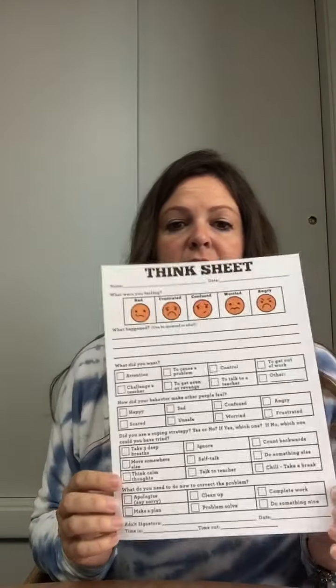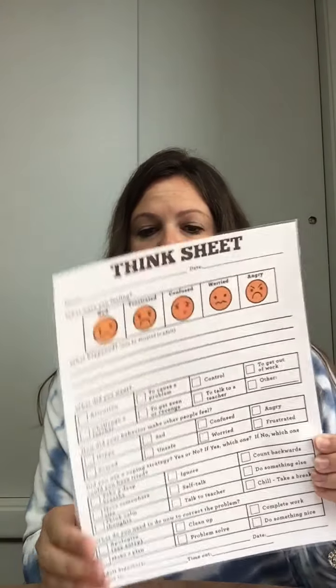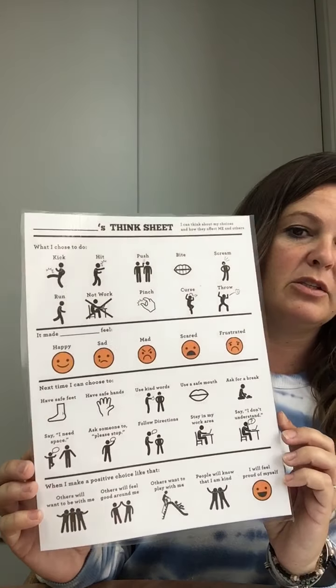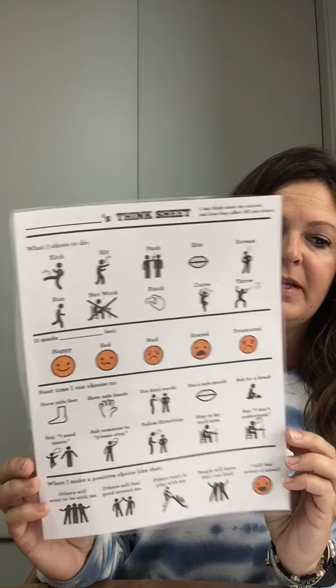And as you can see, what it has the student do is talk about what happened during the situation, how the student was feeling, what the student did, how that behavior could have made other people feel, if there were any coping strategies that you guys have previously talked about that the student could have used, and then if there's anything that the student needs to do to correct a problem. So you can see this sheet is made up of more word-based content, whereas this is kind of the same premise, but it's using all visuals to talk to the student about that.